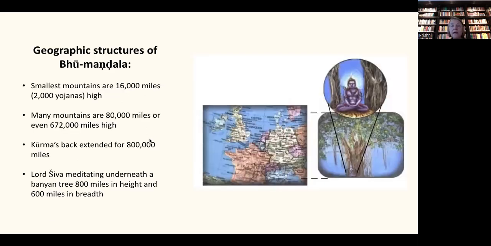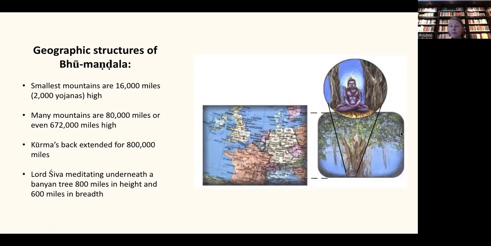Okay. Now, in the discussions and descriptions of Bhumandala, very interestingly, it's all done with geographic language, talking about things of geography: mountains, rivers, oceans, trees, islands, all this. But it's not ordinary geography, because if you look at the sizes, they're enormous. The smallest mountains described in Bhumandala are 16,000 miles tall. The dividing mountains like the Himalayas are 80,000 miles. And then we get to Mount Meru, it's 672,000 miles high. Oh, this is enormous. Trees in this realm are 800 miles high.